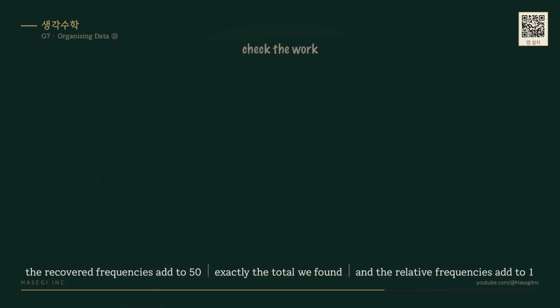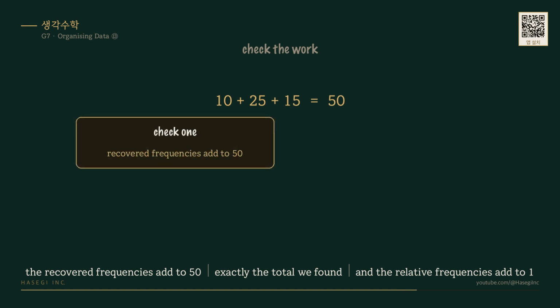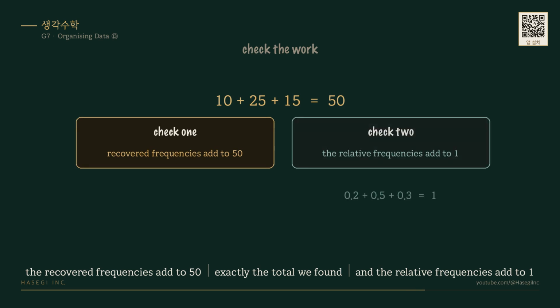Check it while we are here. The recovered frequencies come to 10 plus 25 plus 15, which is 50, exactly the total we worked out. And the relative frequencies add to 1, as last time showed. The two checks hold each other up.